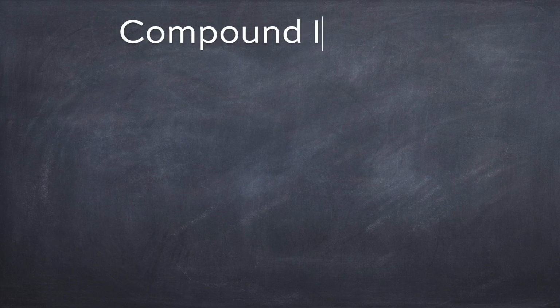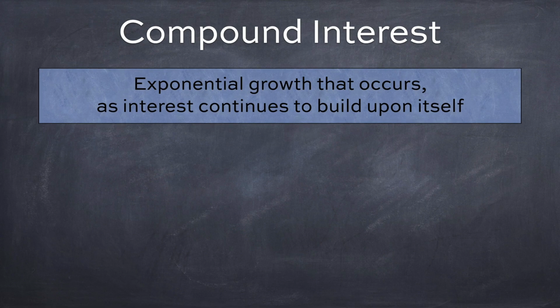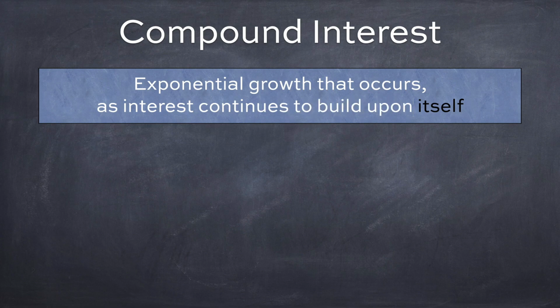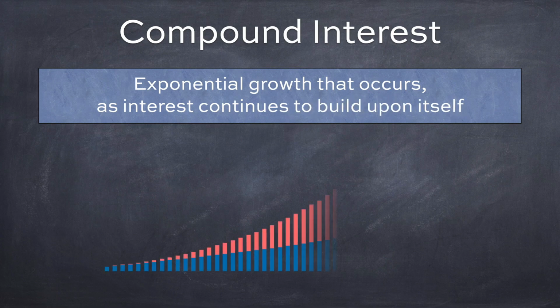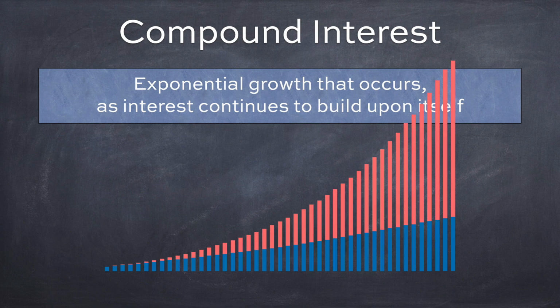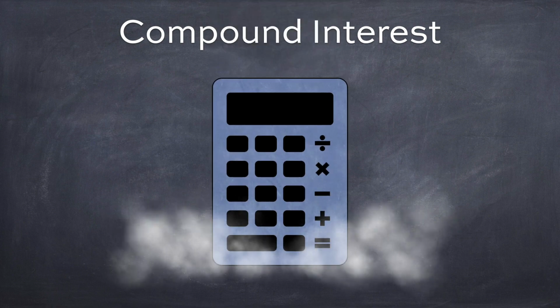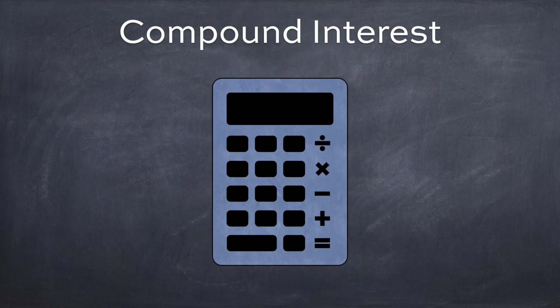So in our last video, we looked at compound interest, and just a refresher, the basic definition I give for this is the exponential growth that occurs as interest continues to build upon itself, and it follows that exponential trend line like that. So in this video, what we're going to learn is how to do these calculations using a compound interest calculator, so you can make these calculations nice, quick, and easy.